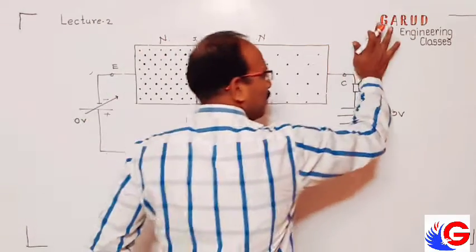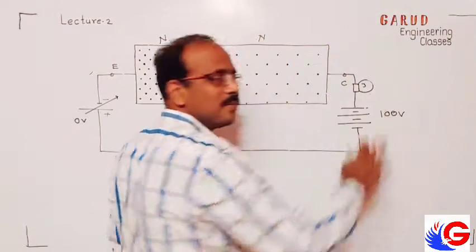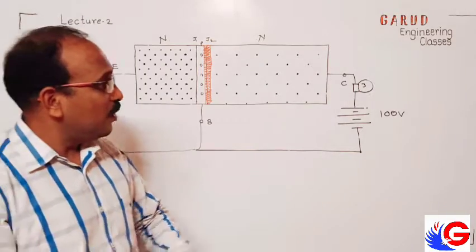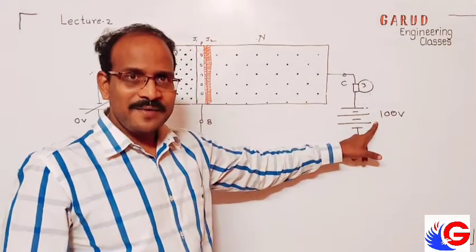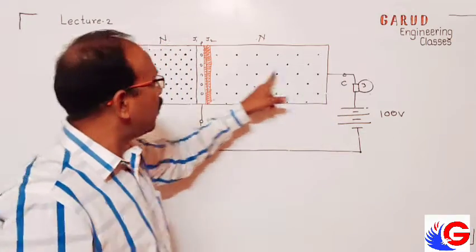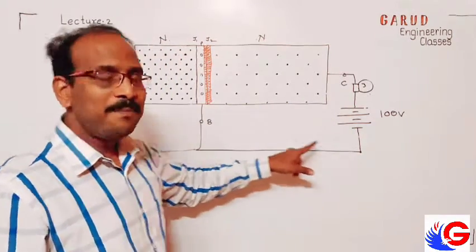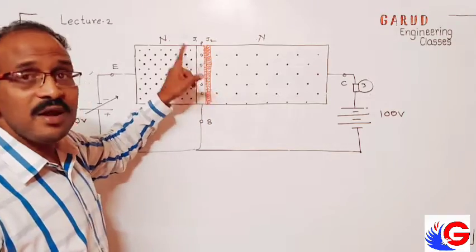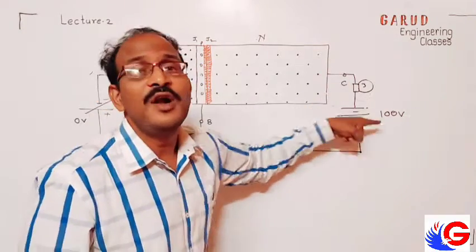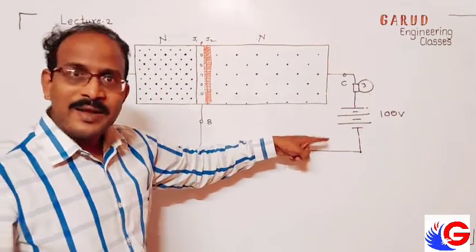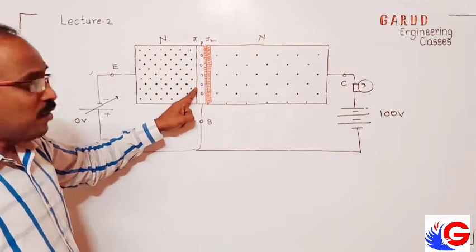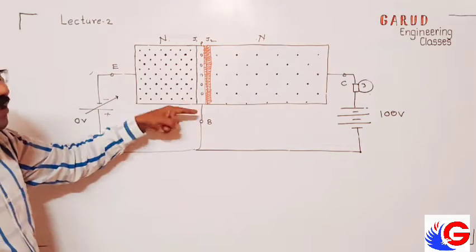What is the intensity of the bulb? 0. Even though 100 volt is applied, no current is flowing. Why? Because there is one restriction. This junction is reverse biased because of 100 volt. Correct? This junction is forward biased. Even it is not really forward biased; here, if I say, it is like neutral.